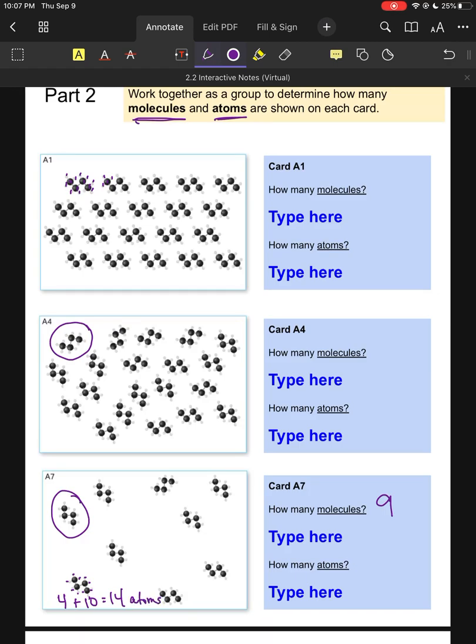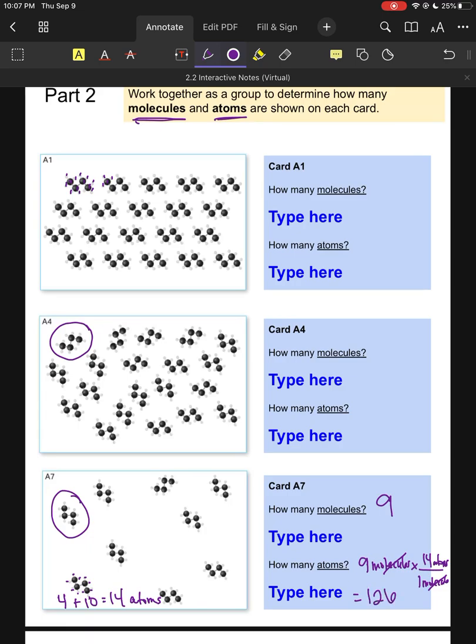atoms. So technically I could just set up a little equation. If I have 9 molecules, okay, I know that one molecule has 14 atoms. So I've set this up very similar to our dimensional analysis, where I'm canceling out my units, and then I can just multiply 9 by 14, and now I can figure out how many individual atoms I have. So my total is 126.